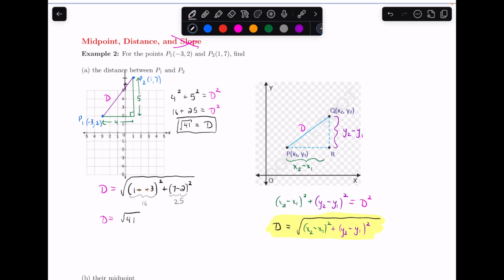Okay, so I'm getting the same answer, whether I use the distance formula or whether I bypass it and just go straight to the Pythagorean theorem. But that's where the distance formula comes from. It comes from the Pythagorean theorem.